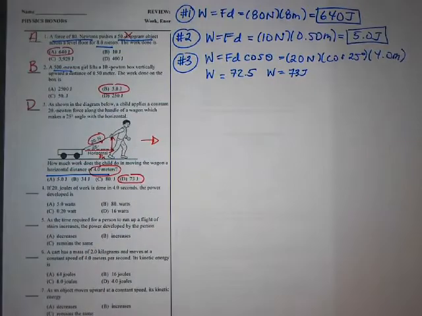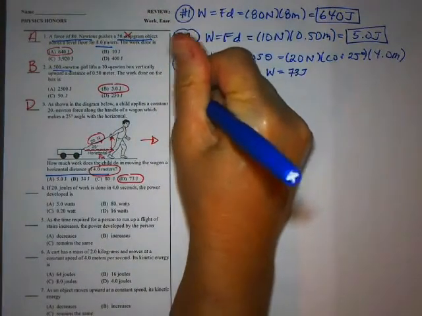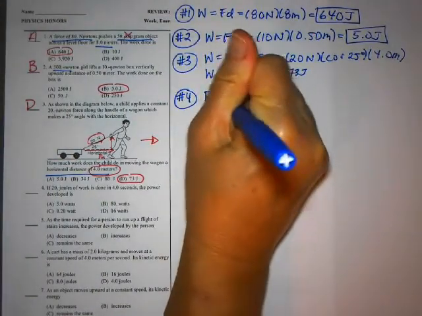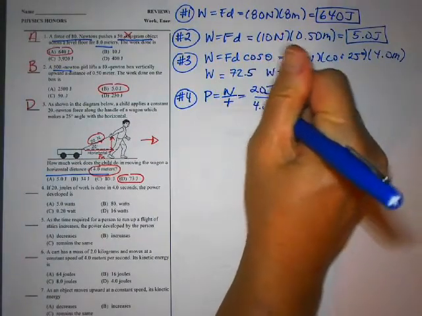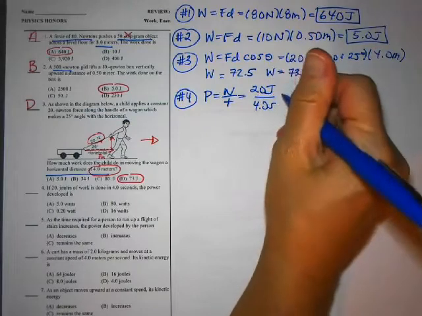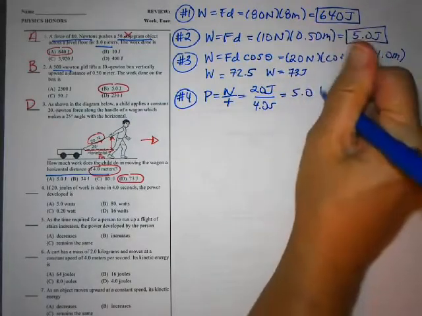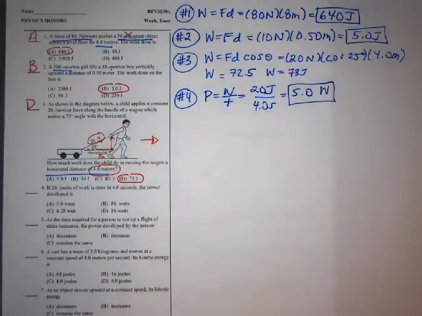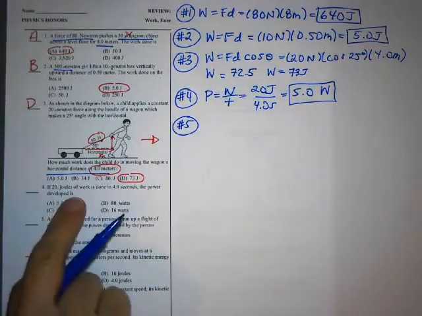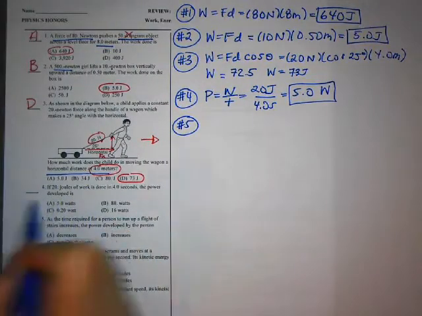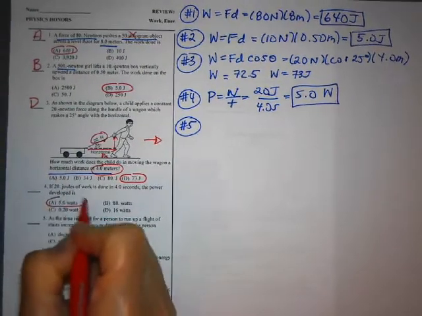Number 4, if 120 joules of work is done in 4 seconds, what is the power? So we know that power is work divided by time. So the work is 20 joules over 4 seconds, and 20 divided by 4 is 5, and a joule per second is a watt. Number 5. If 20, that was number 4, and the answer was A, 5 watts.